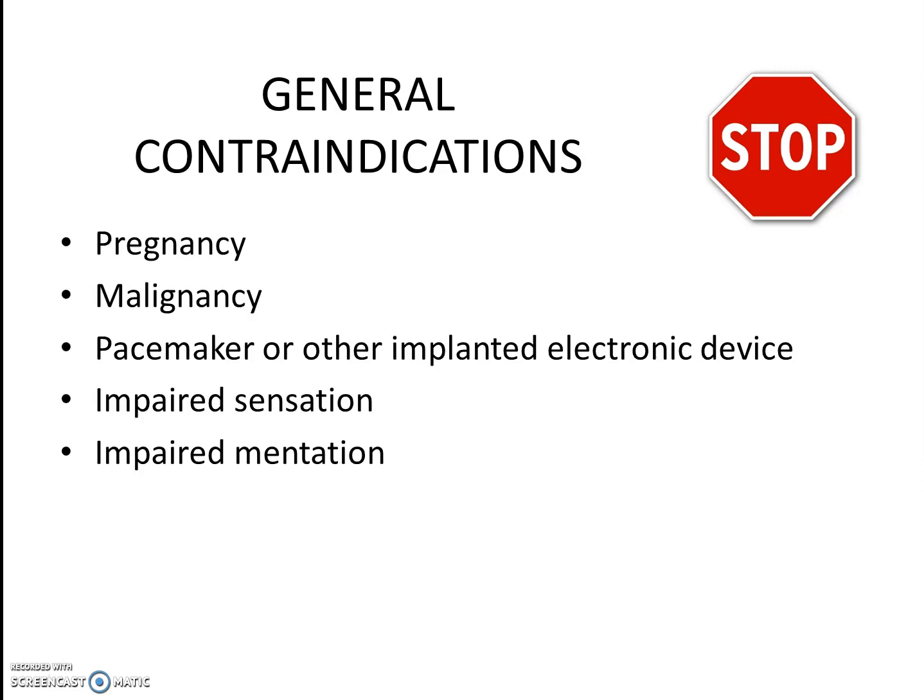Malignancy: if there is malignant tissue, we want to make sure our physical agent doesn't alter the tissue or the circulation to that tissue. Some physical agents have been known to accelerate growth or metastasize this malignant tissue. A pacemaker or other implanted electronic device: some of the energy from our physical agents could affect the function of the device, which could then adversely impair our patient. As I mentioned, impaired sensation.